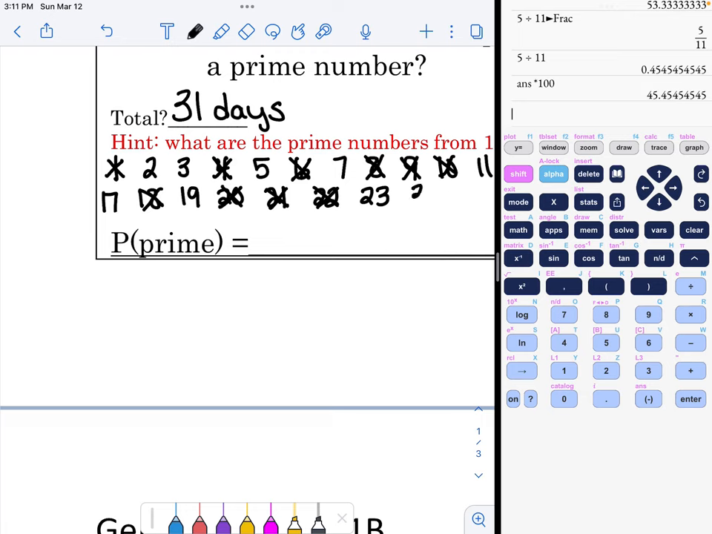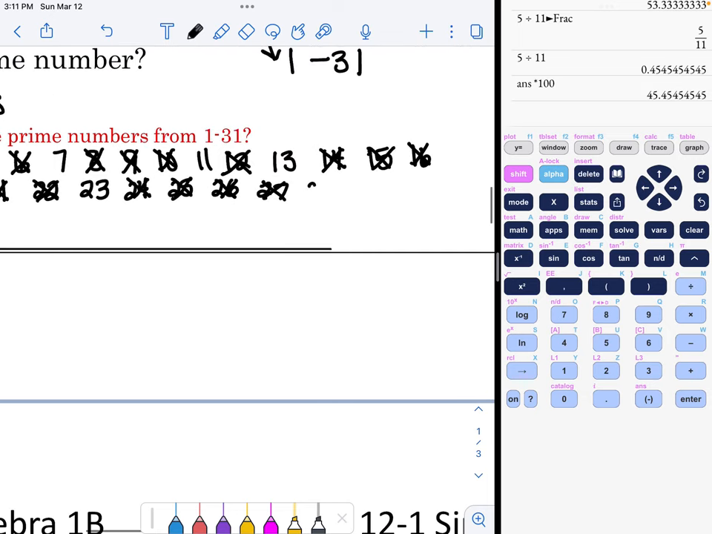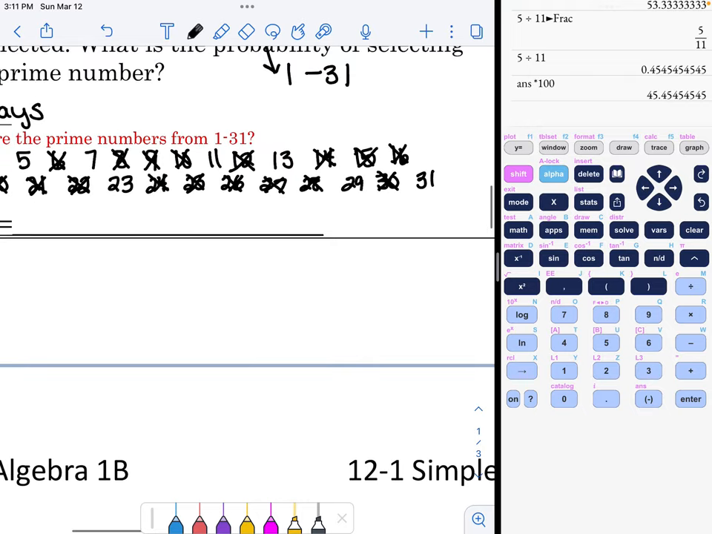23 is. 24 is not because of 4, 6, 3, and 8, 12 and 2. 25 is not because of 5. 26 is not because of 2 and 13. 27 is not because of 9 and 3. 28 is no because of 14 and 2. 29 is yes because it doesn't divide by anything except 1 and itself. 30 is not because it divides by 2. And 31, that is. Nothing goes into 31.